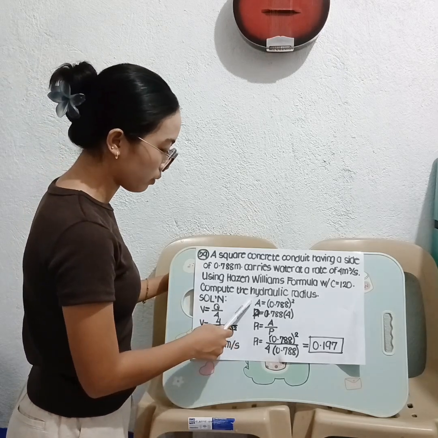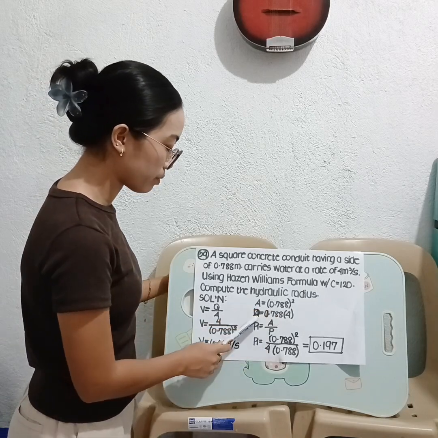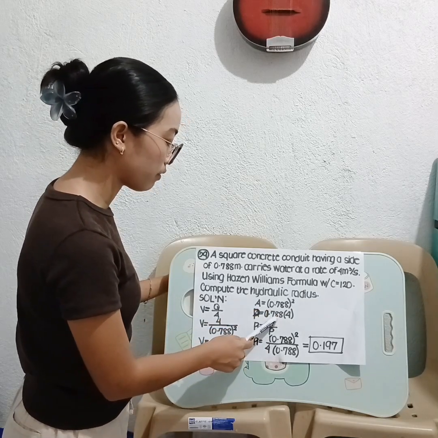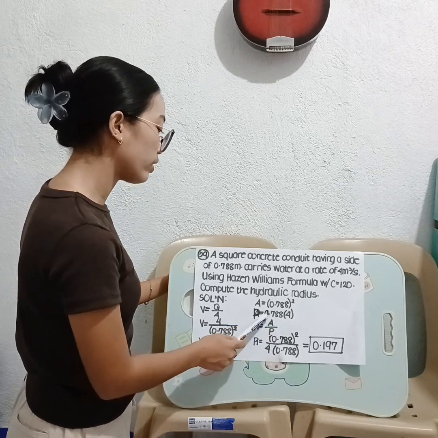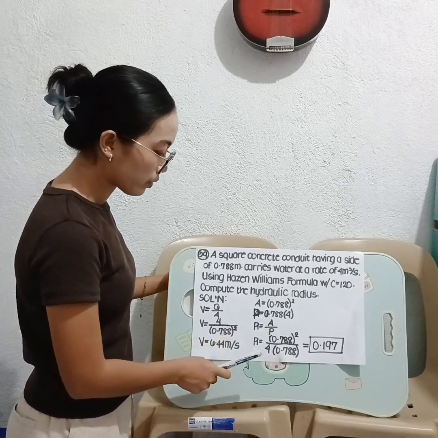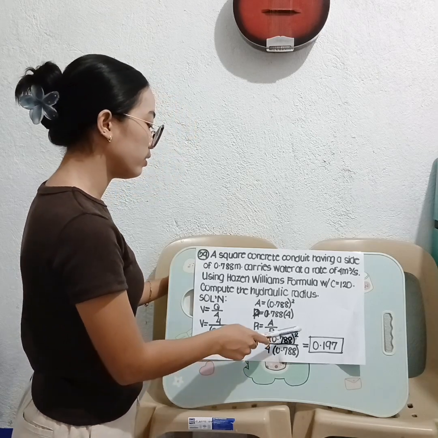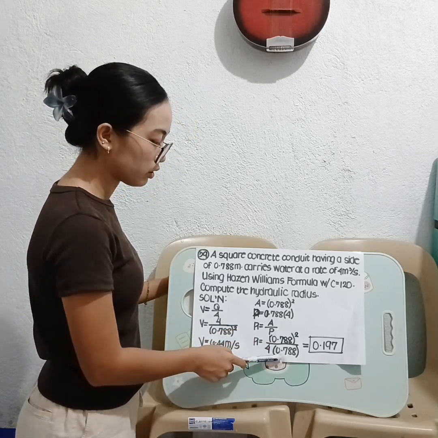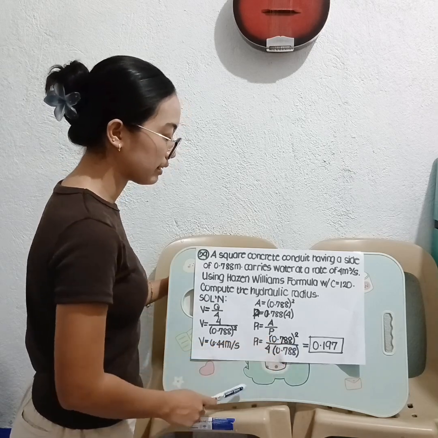Our area is equal to 0.788 squared. Our perimeter is 0.788 times 4. So our hydraulic radius is equal to area over perimeter. We have R equal to 0.788 squared over 4 times 0.788. So we get the hydraulic radius of 0.197.